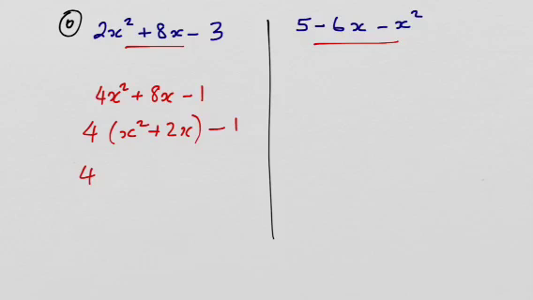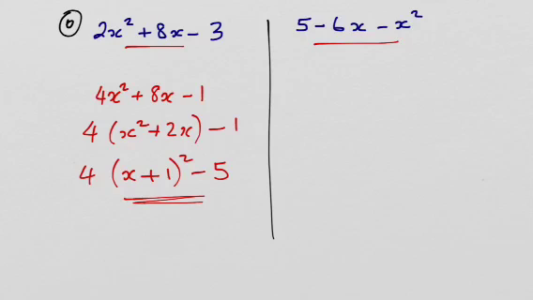Then I complete the square. So x squared plus 2x gives me x plus 1 in the brackets. Now the 1 squared in the bracket would give me an extra 1. But I've got to multiply that by 4. So 4 times 1 gives me 4. How do I get from there back to minus 1? By taking off 5. 4 take away 5 is minus 1. And that's it done.